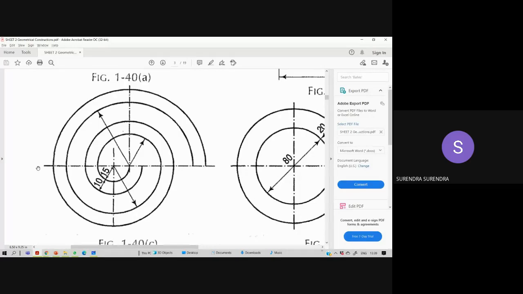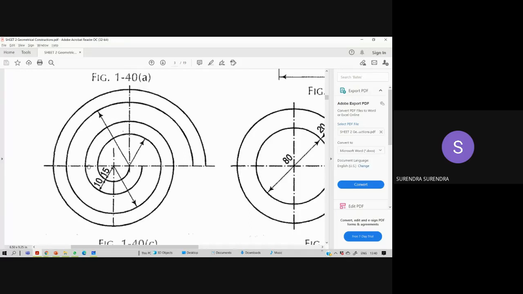So first, draw a horizontal center line, and from any random point, draw a vertical center line, one more perpendicular line. Name this as the first center. Now, taking this as center, 15 mm radius, draw one semicircle, and next 15 plus 10, 25 mm radius, second semicircle. 15 mm radius first semicircle, 25 mm radius second semicircle.